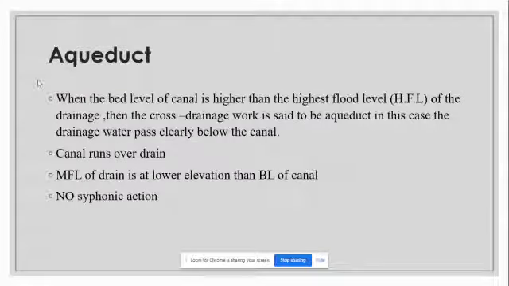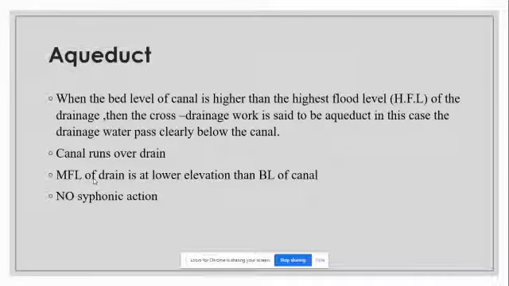Now we see the aqueduct. What is an aqueduct, friends? When the bed level of the canal is higher than the highest flood level of the drainage, then the cross drainage work is said to be an aqueduct. In this case, the drainage water passes clearly below the canal. It simply means the canal is over the drain. The canal is above and the drain is below.